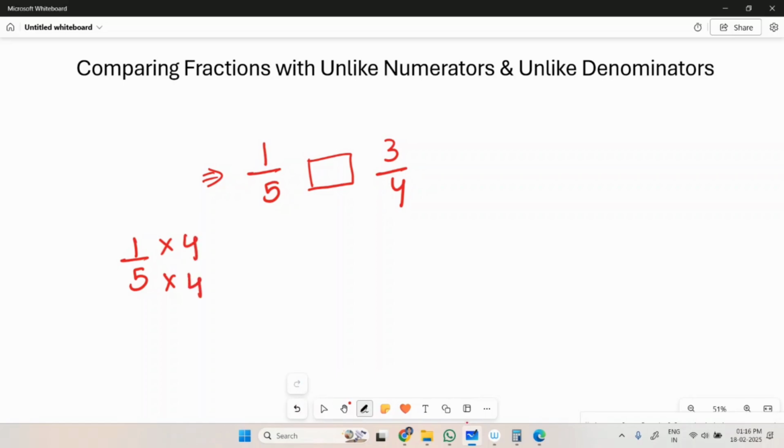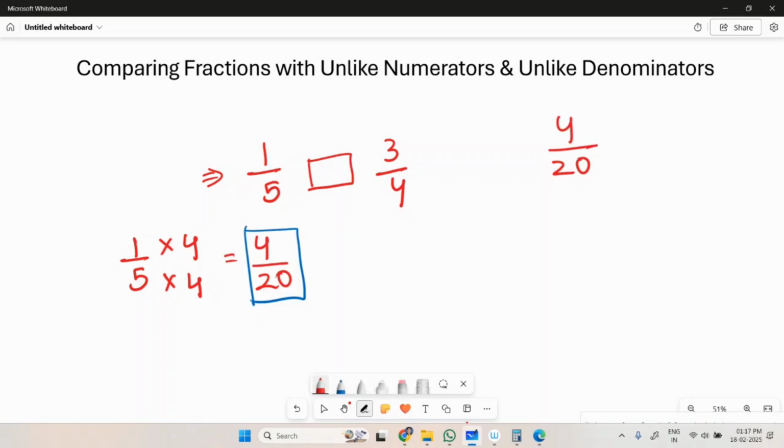So here we are trying to make the same denominators so that it will be easy to compare the fractions. That's why we are multiplying the first fraction with the other fraction's denominator. 1 upon 5 times 4.